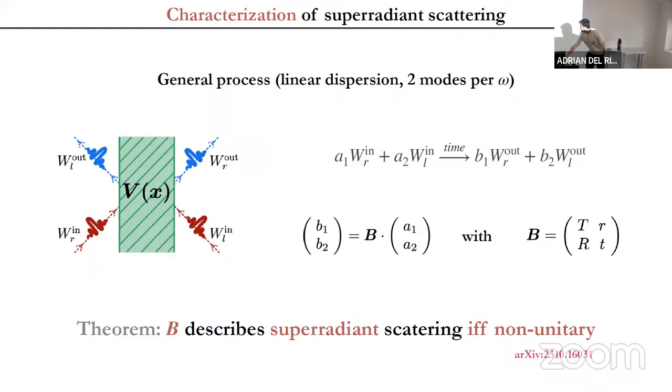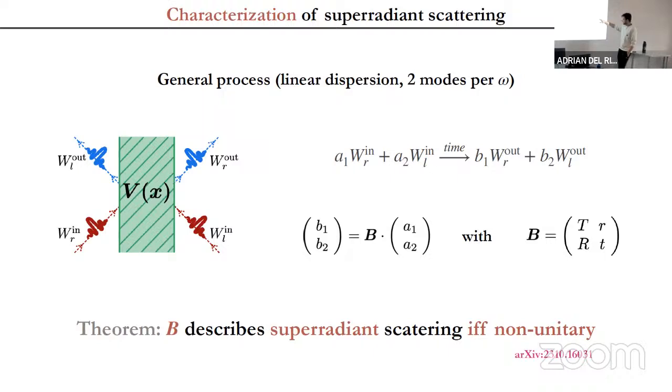Now, let's characterize superradiant scattering in a general process, right? So we will take linear dispersion here and then two modes per frequency. That means that we can have two input modes and then two output modes. In the more general case, we will have this kind of state in the beginning for the field and then this kind of decomposition in the end. And both of them will be related by a linear matrix, if the field is linear at least.